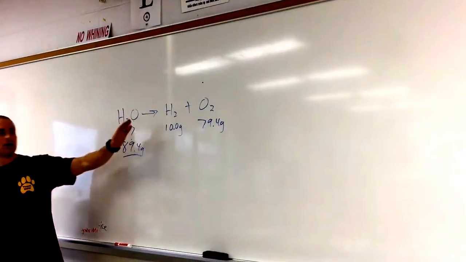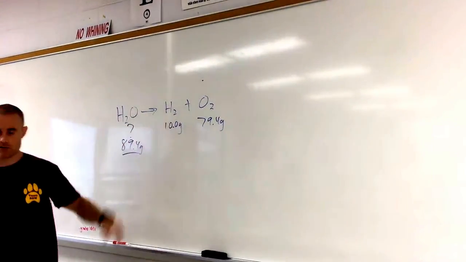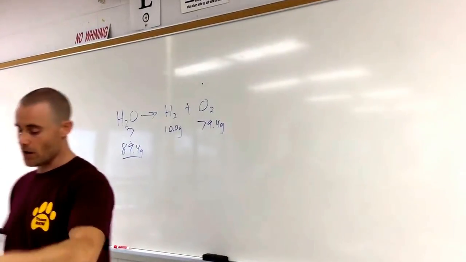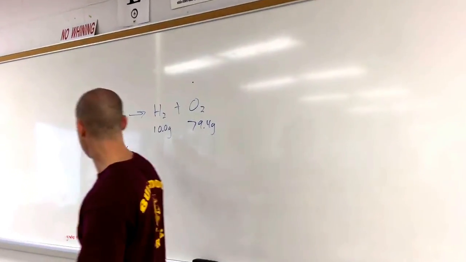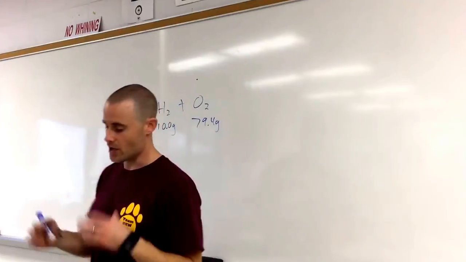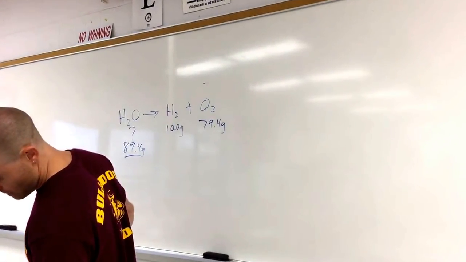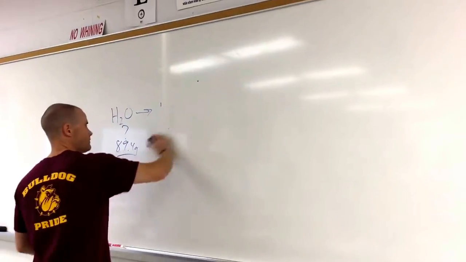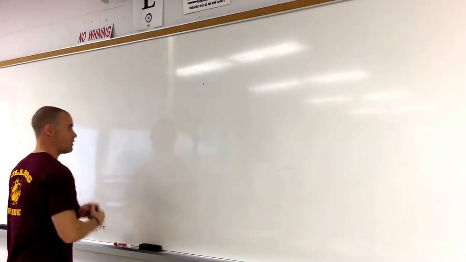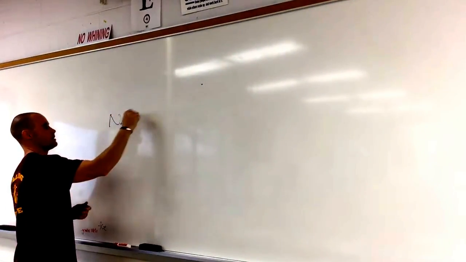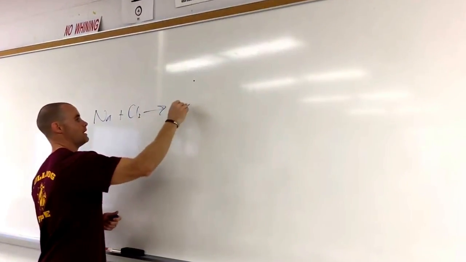You just got to remember the mass of products equals the mass of reactants, and vice versa. That first question's a little confusing because not all of them reacted, so you just got to keep track of that. All right, number 7. Sodium, and what do we have? Chlorine. So we have sodium and chlorine. Na plus Cl2 yields NaCl.